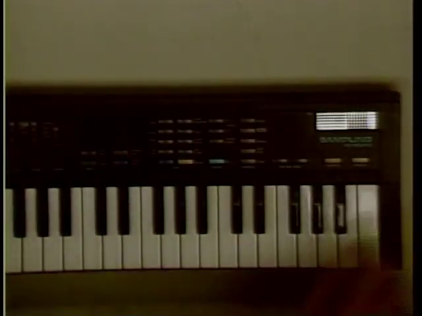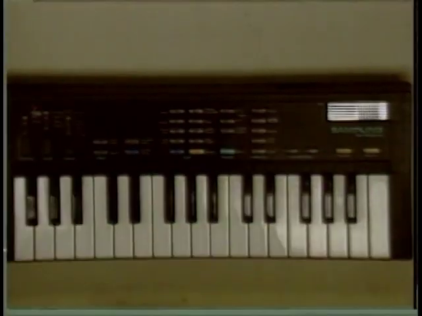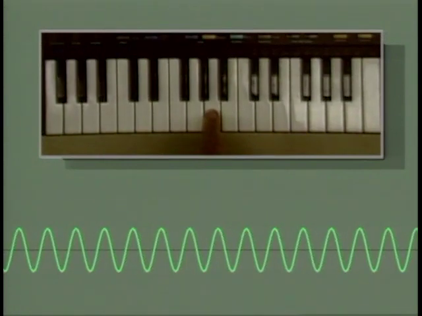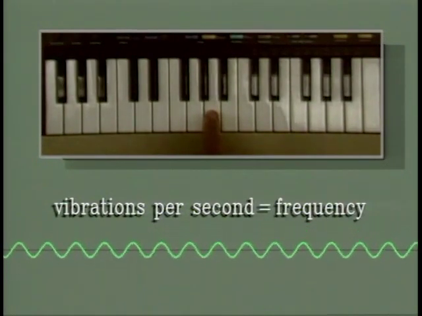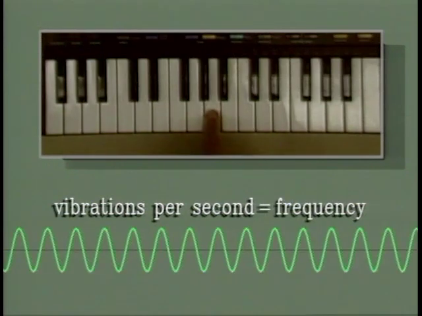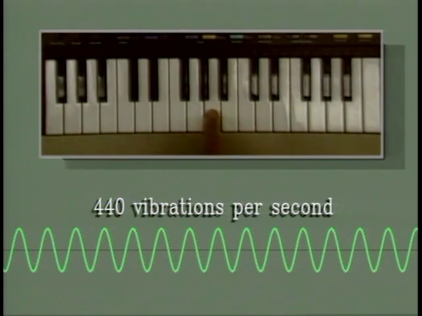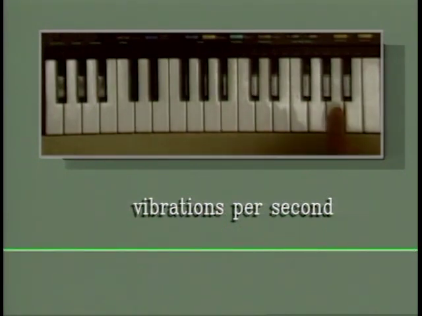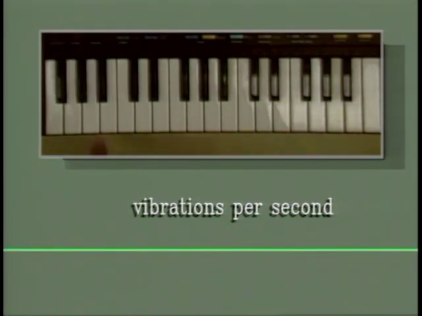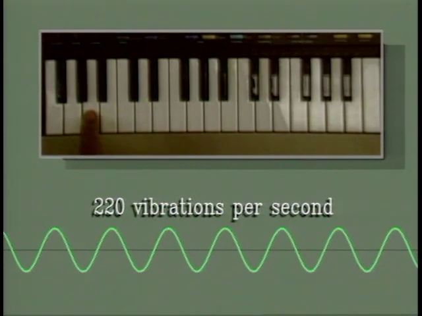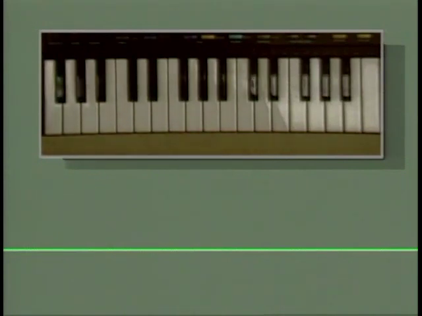We can also make sine waves with an electronic synthesizer. The number of vibrations per second is called the frequency. It's related to the sound or tone. For example, this tone has a frequency of 440 vibrations per second. Here's what happens if you double the frequency. The new sound, an octave higher, is called an overtone. And here's what it sounds like if you cut the frequency in half. The new sound is an octave lower.